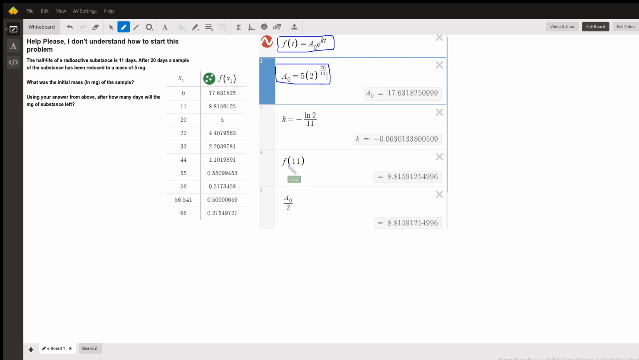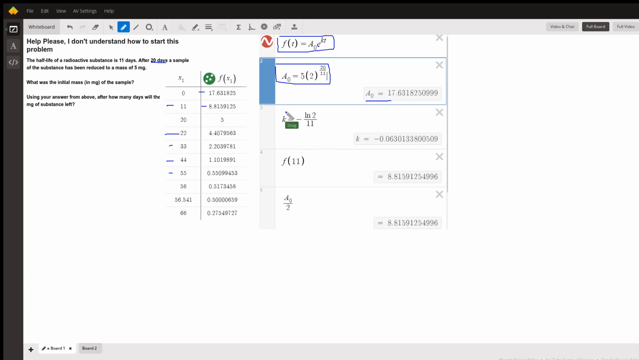F of 11, that's the half-life, 11 years, is 8.81, which looks like it's half of the starting value. And if you look at this table here, here's the starting value, and every 11 years, it goes down by half. Here's the fact that after 20 days, there's 5 milligrams of the substance left, but the rest of these show an additional 11 years. And every 11 years, the amount of that substance is going down by half of what it used to be. So that's what we mean by half-life.